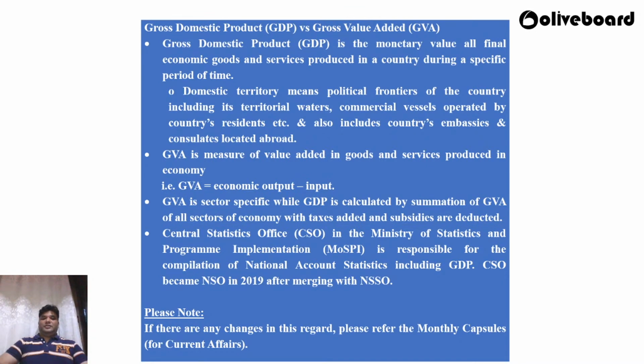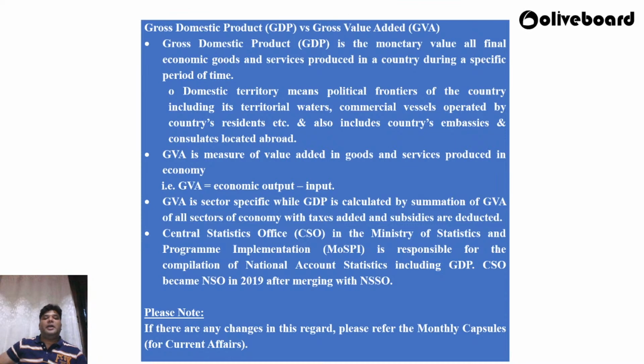So the Central Statistical Office, or rather the National Statistical Office, now why am I saying National Statistical Office, because its name has changed. Okay, so I am giving you updated information, it is not CSO, it is NSO, the National Statistical Office in the Ministry of Statistics and Programme Implementation, which is responsible for the compilation of national account statistics including GDP. So if in the exam you are asked which organization or which department is charged with the responsibility of computing or compilation of GDP, then that would be NSO, that is National Statistics Office. And under which ministry does it come? It comes under the Ministry of Statistics and Program Implementation.